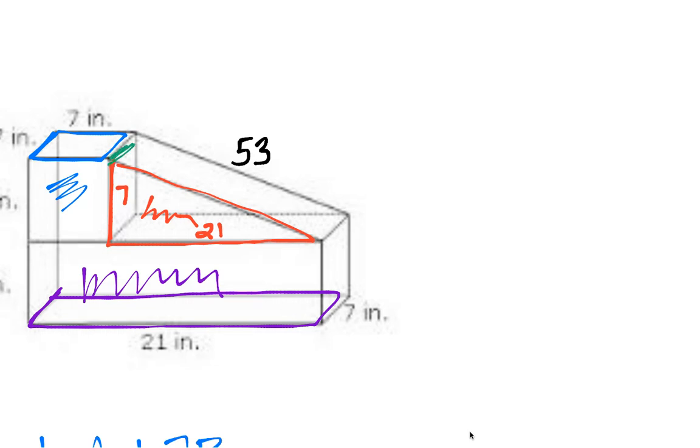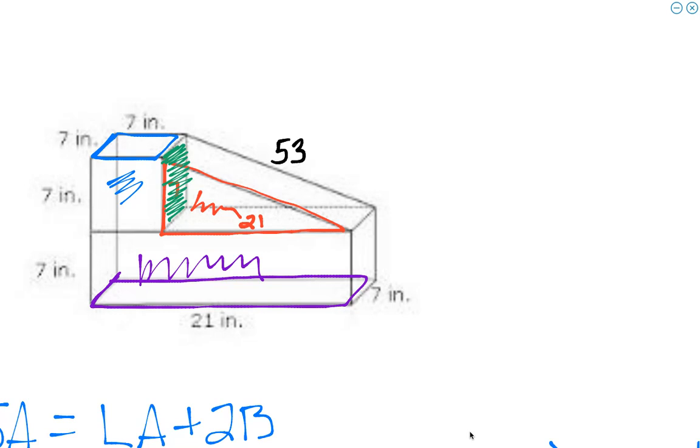So you'll need to subtract this green area twice, and you'll need to subtract this yellow area. Oops, that's not yellow. You'll need to subtract this yellow area twice.